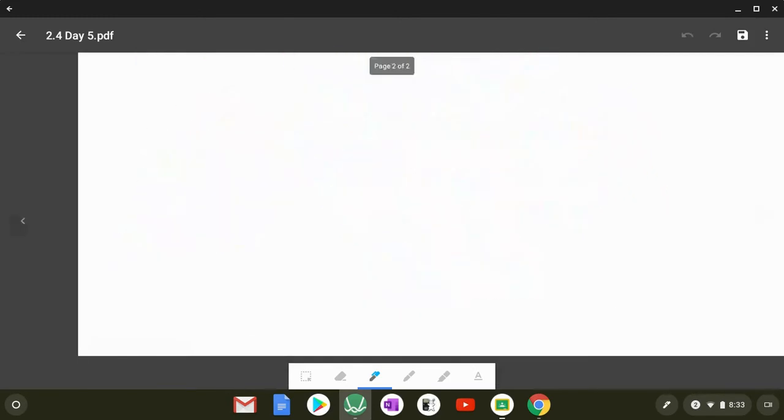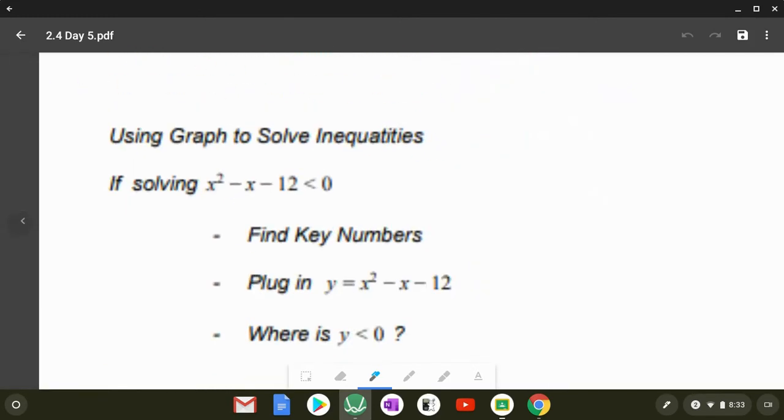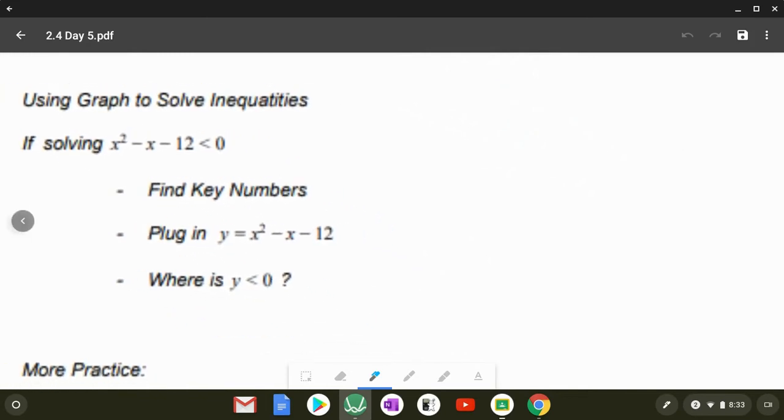Now on the next page, we're on our final couple problems here. When we look at solving inequalities by graphing, we just did this inequality on the front side algebraically by factoring and using the key numbers. But if we want to use a graph to solve for this, all we really need are the key numbers. So if we find the key numbers, we can factor this. We have x minus 4 and x plus 3. And we know that those key numbers are 4 and -3.